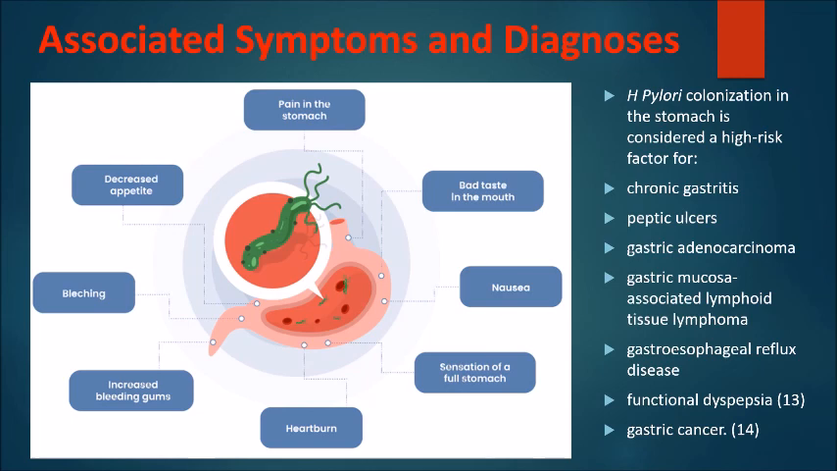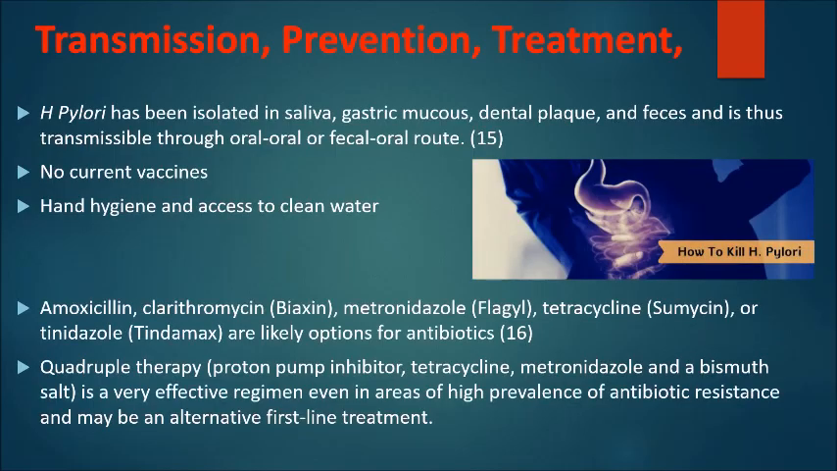With an H. pylori colonization or infection, people can experience abdominal pain, bad taste in the mouth, nausea, heartburn, belching, and the infection is related to a number of diseases: chronic gastritis, peptic ulcers, gastric adenocarcinoma, gastrointestinal reflux disease, and cancer. H. pylori has been isolated in saliva, gastric mucus, dental plaque, and feces.